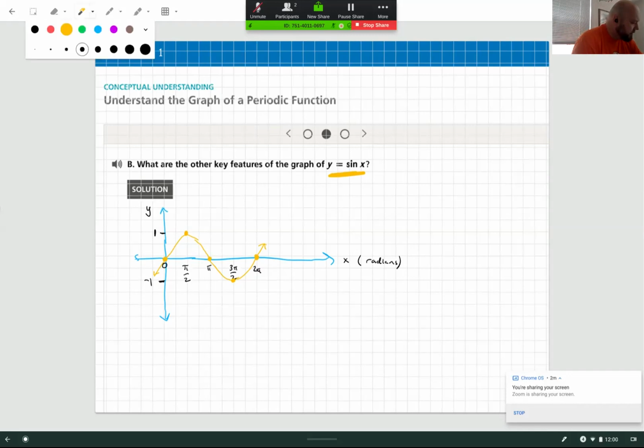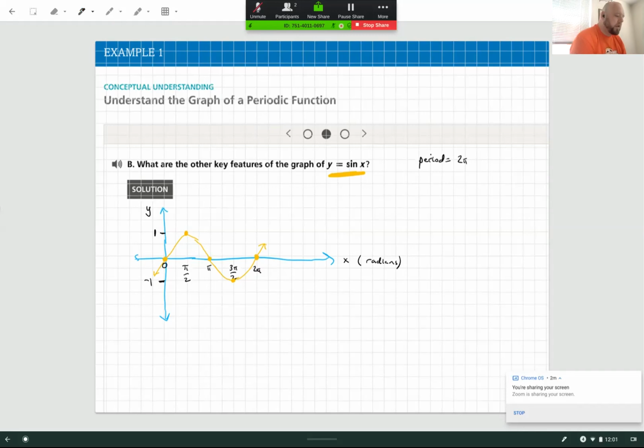So the key features that we have talked about so far, we've only talked about the period really so far. So we know our period is 2 pi, but in general, the way you can always find it, we're going to save that part for example 2, but we know our period is 2 pi.